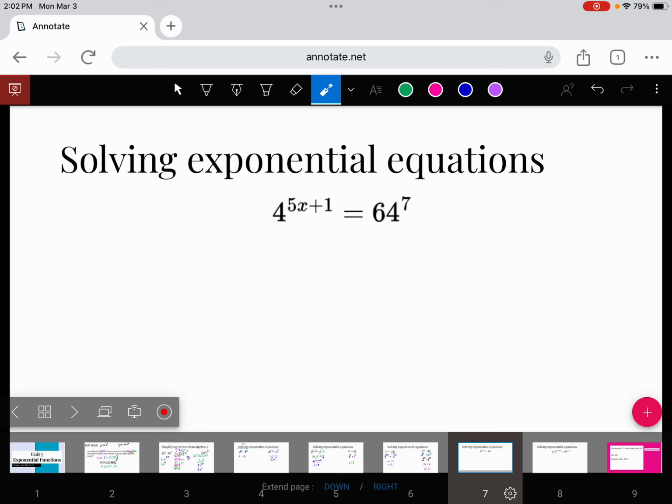Here's our next one. We have 2 left. This one and one more. So they're going to be slightly more. Now we have 4 to the 5x plus 1 equals 64 to the 7. So we need things to have the same base. What can we do?